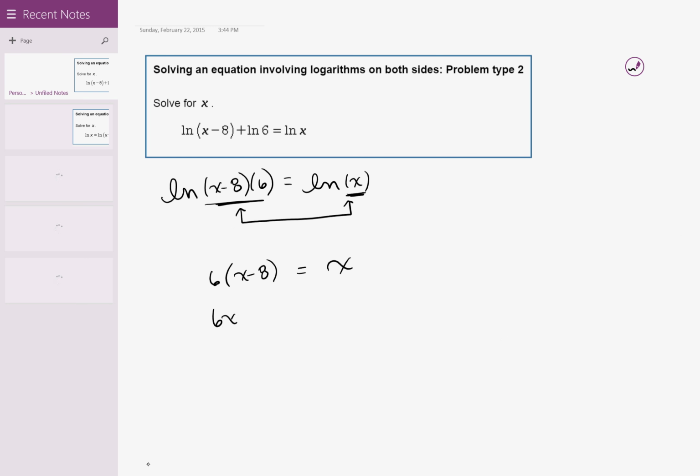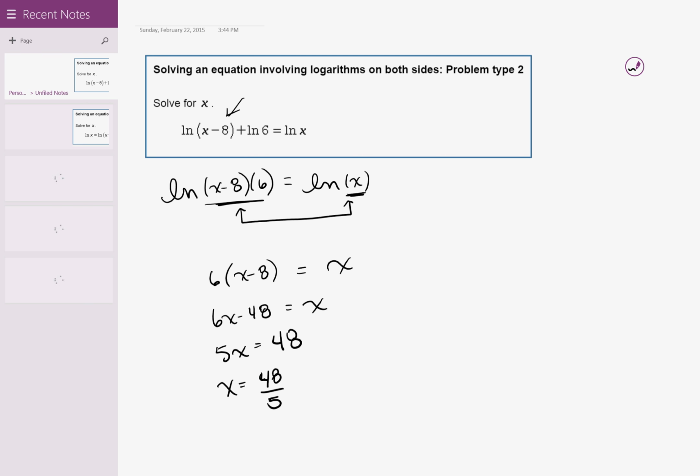That means 6x minus 48 is equal to x, or 5x is equal to 48. I subtracted x from both sides, added 48 to both sides. And this is the same thing as x is equal to 48 over 5, which is more than 8, and so that's not a problem in my domain.